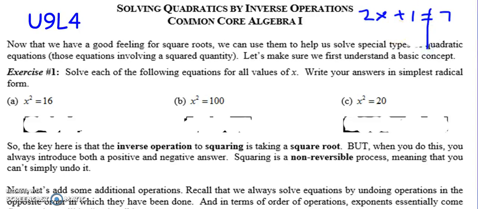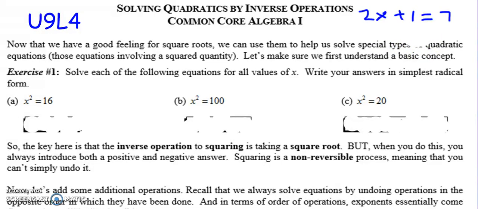Remember, we'd do the inverse and we'd subtract 1 and minus 1, and then you would have 2x equals 6, and then you divide by 2 because that's the inverse of multiplying by 2. So that's what we mean by inverse operations, the way you normally solve an equation. So now that you have a good feeling about square roots, we can use them to help us solve some special types of quadratics.